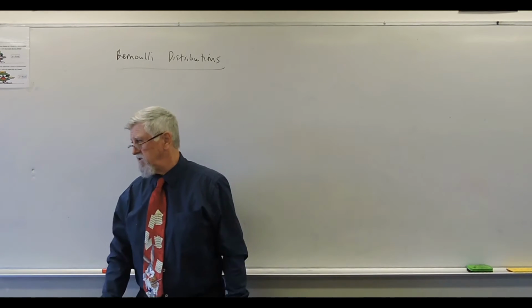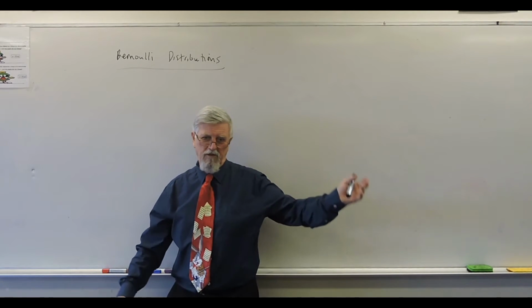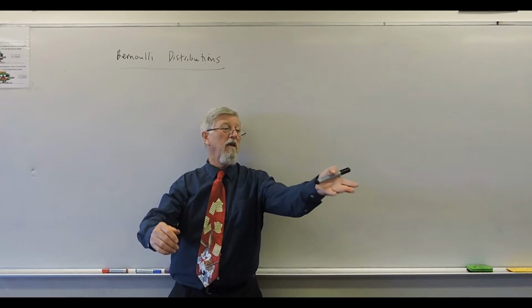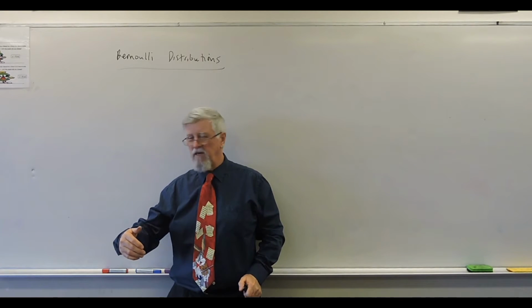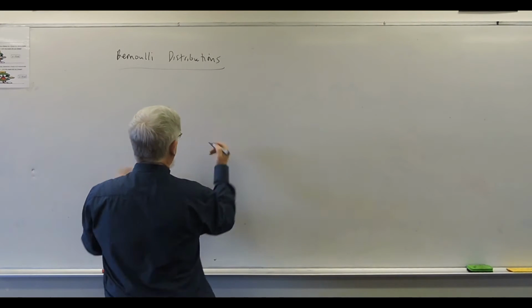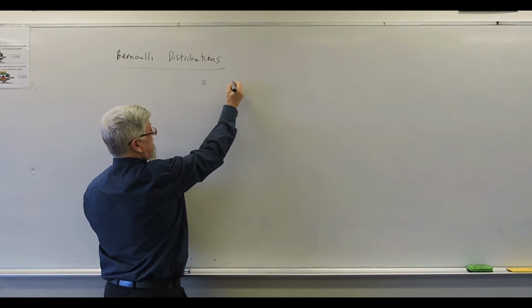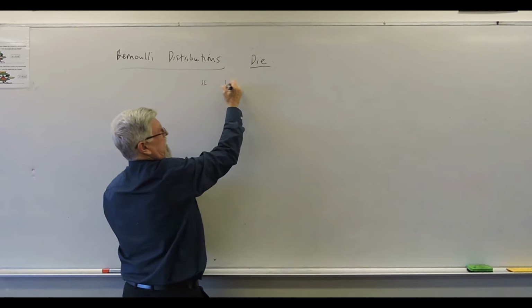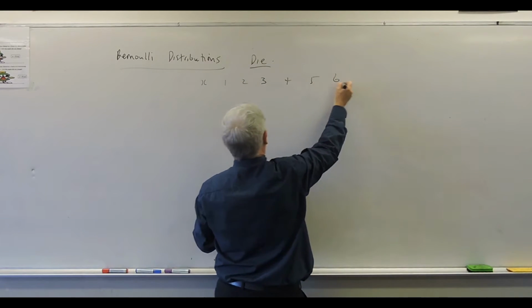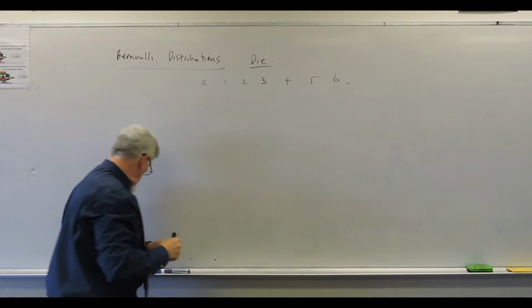You've got two situations. You can get a boy or a girl, you can get a head or a tail, you can get a red light or a green light, you can get a 6 or not a 6. Why don't we start first of all with a normal die. Let's say X is a die, a normal die: you can get 1, 2, 3, 4, 5 and 6. Yeah? What can we do?